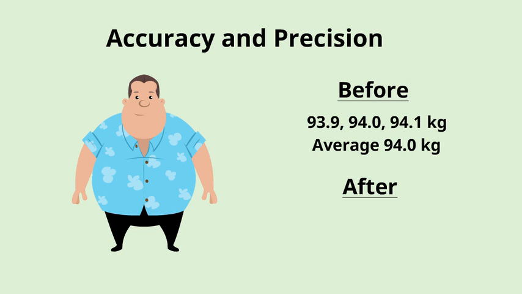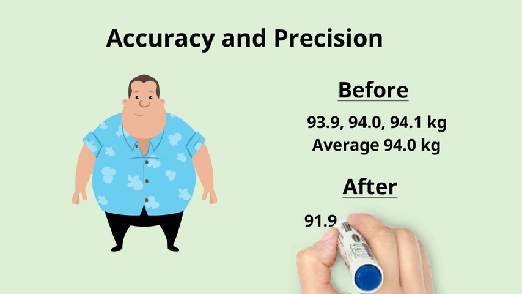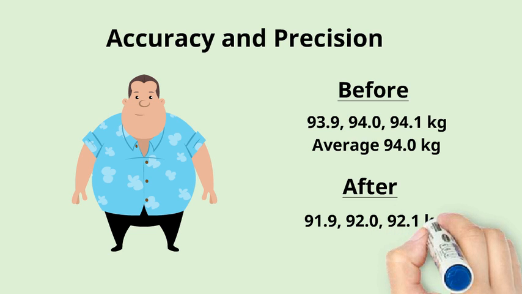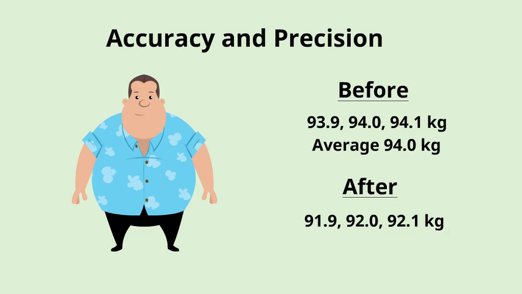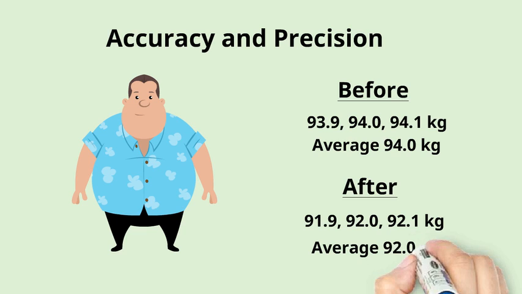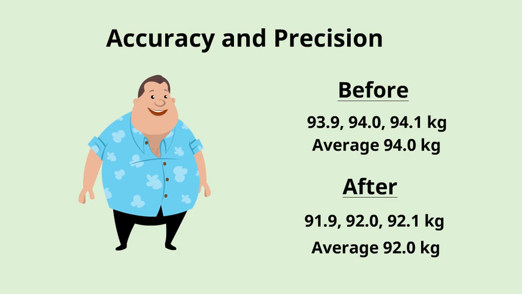After the diet, the measurements he took were 91.9, 92.0 and 92.1. Again, those measurements are very close together with an average of 92 kilograms. It certainly looks as if John has lost some weight, around 2 kilograms. All of the readings of his weight on each day are quite close together.